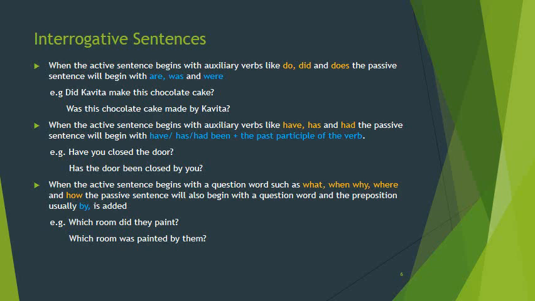Next is, when the active sentence begins with a question word such as what, when, why, where and how, the passive sentence will also begin with a question word and the preposition usually by is added. For example, which room did they paint? Which room was painted by them?